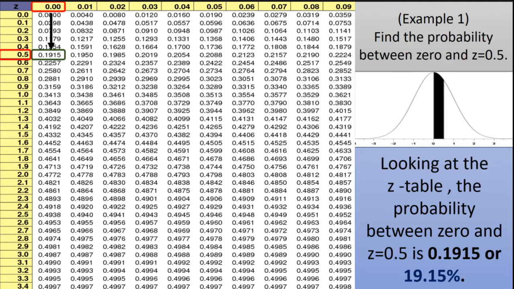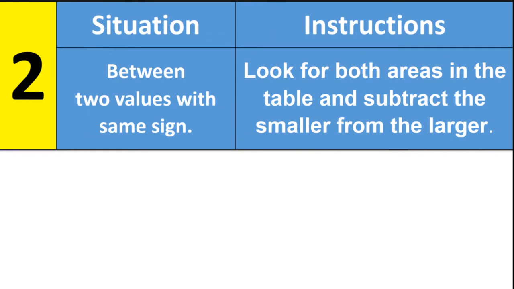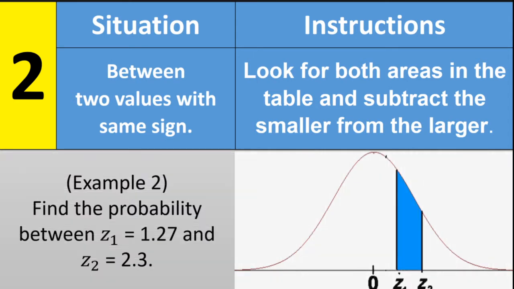Now, let's proceed to the second situation, and it's about having two z-values with the same sign. To find the normal probability, we just need to find the areas of the given values and subtract the smaller from the larger area. Let's have an example. Find the probability between the z-value 1.27 and another z-value 2.3. Then the graph will be like this.